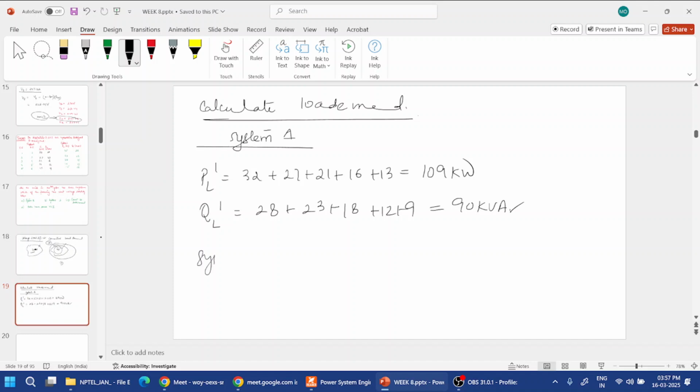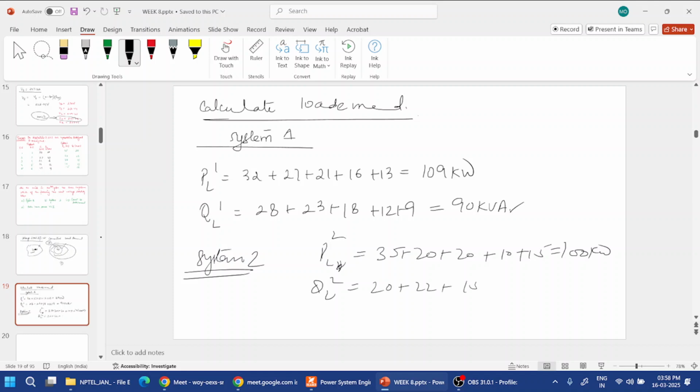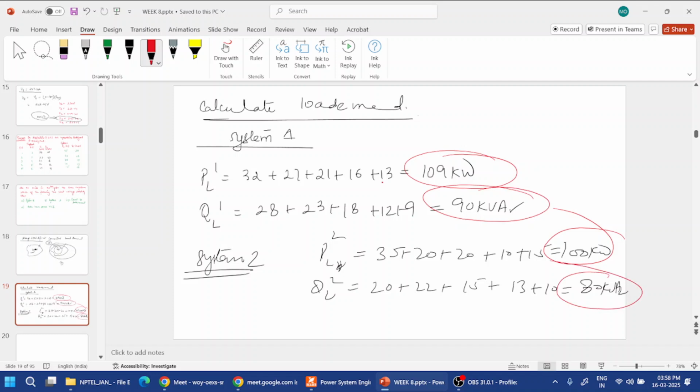Now for system 2, PL2, it is 35, 20 plus 20 plus 10 plus 50. It comes out to be 100. Then we calculate QL2. It is 20 plus 22, 42, 15 plus 13 plus 10. It comes out to be 80 kVAR. So you can clearly see that system 1 has a higher load in comparison to the load demand on system 2.